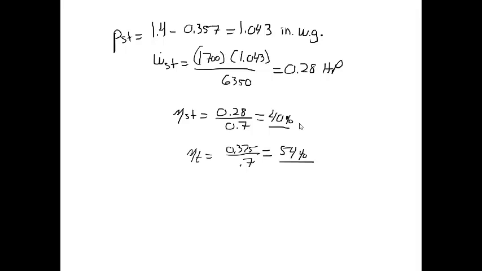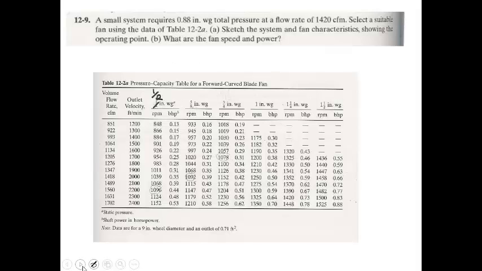Let's try another example problem. This one's a little different. This example problem takes a look at a table from your book, table I believe it's 12.2a. The problem reads that a small system requires 0.88 inches of water of total pressure at a flow rate of 1420 CFM.